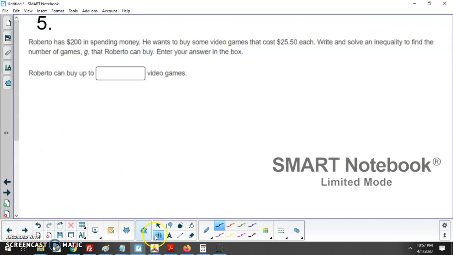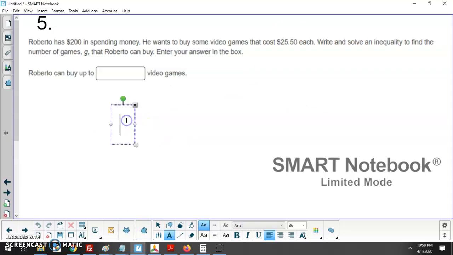All right. The last problem here. Roberto has a bunch of money. He's buying video games that cost $25.50 each. Write and solve an inequality. Find the number of games G. So G is the number of games. Each game is $25.50. So remember, the keyword each means to multiply. So $25.50 G. Now, which inequality would you use here?